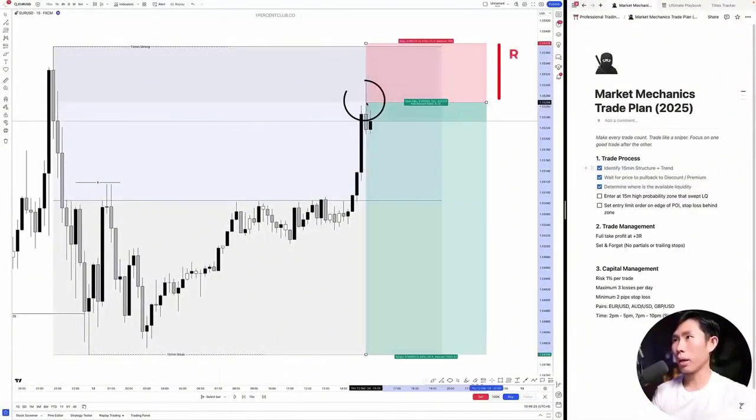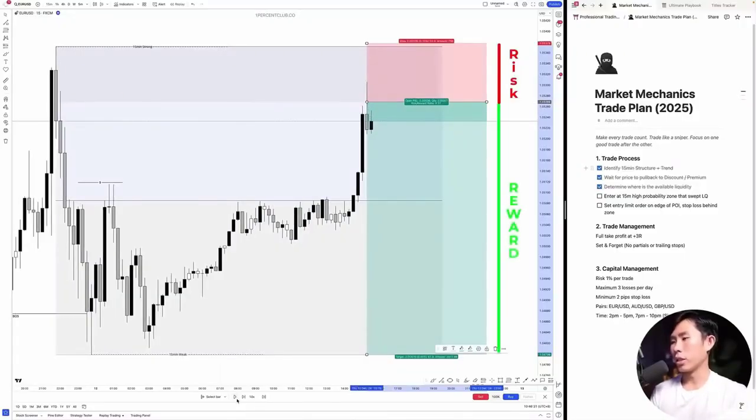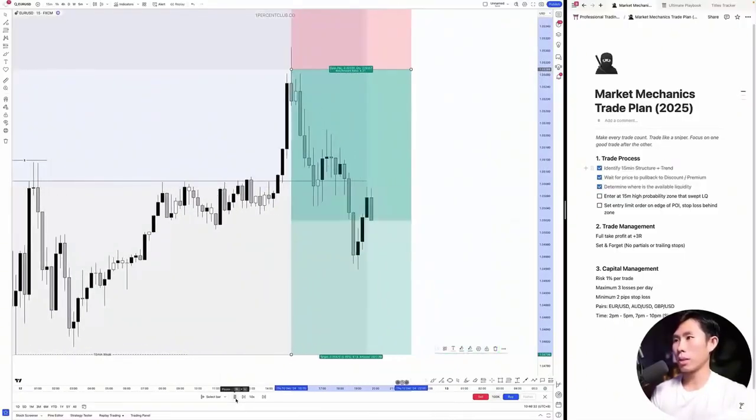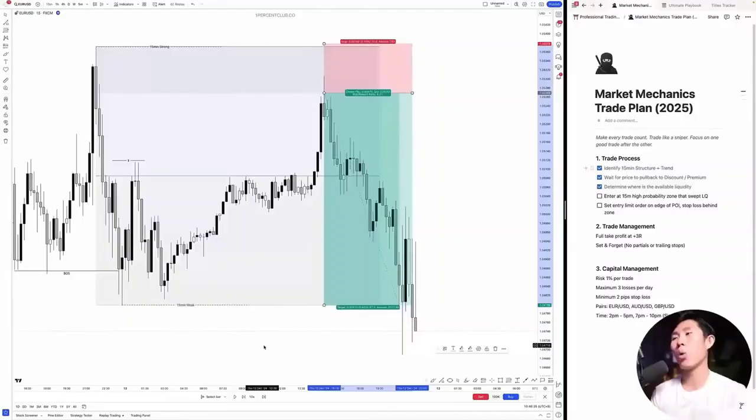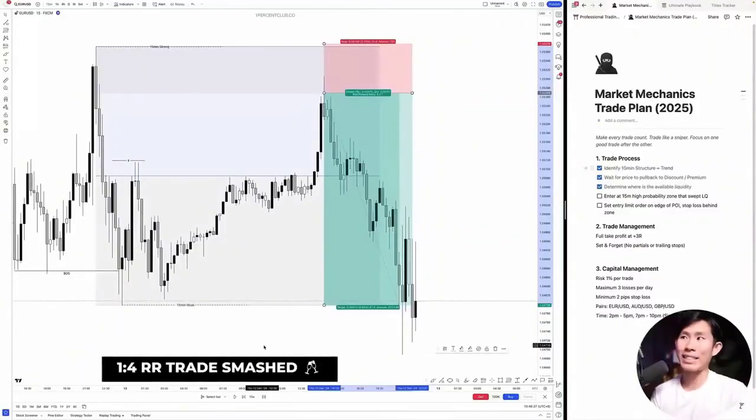You can see right here, price comes up there, taps us into the zone right here, taps us into the trade right here. And let's just see what price does. Eventually price comes down, collapsing, and boom, smashes our TP. As simple as that, guys. And in this case, this is a 1:4 trade, right?